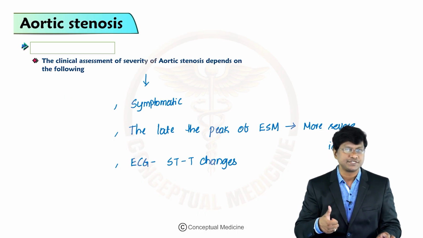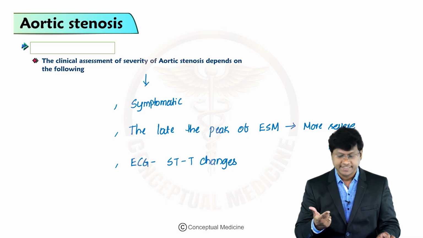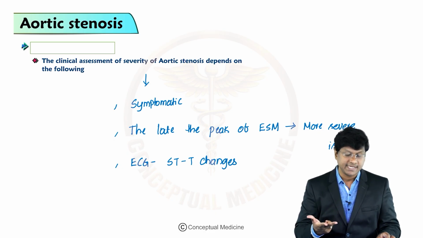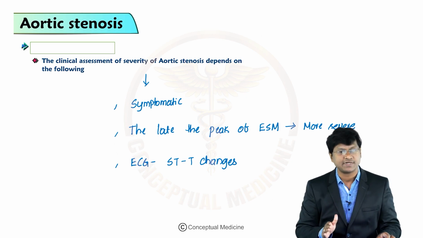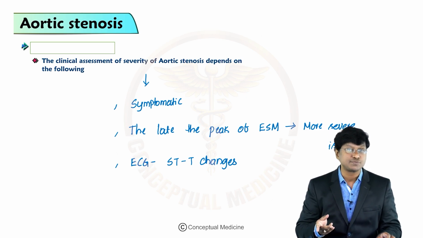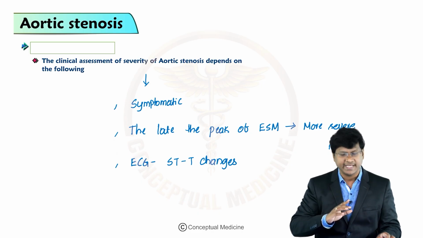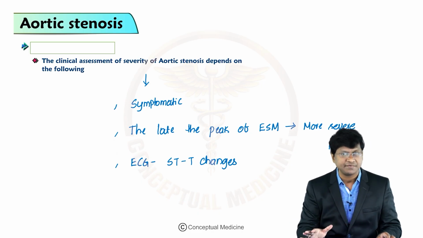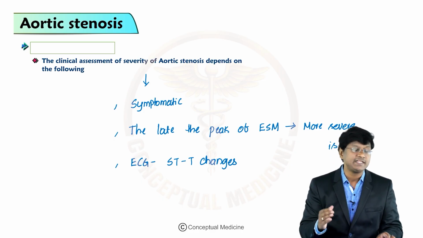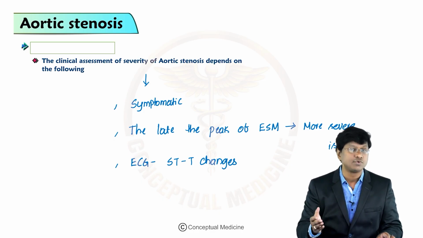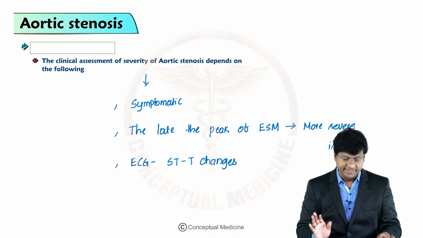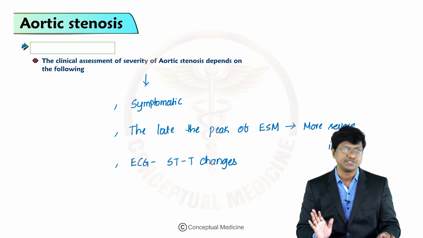So the narrower the pulse pressure, the more severe is aortic stenosis. Then the presence of the carotid thrill. Next, on auscultation, S3 and S4, and aortic stenosis with left ventricular failure. 2D echo showing increased gradient across the left ventricle and the aorta. Presence of reverse split S2. Any symptom in aortic stenosis means it is severe aortic stenosis. Then the later the peak of the ejection systolic murmur, the more severe is the aortic stenosis. And finally the ECG showing the ST-T changes, okay?